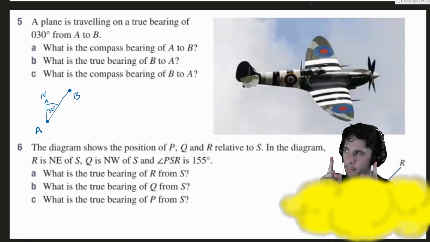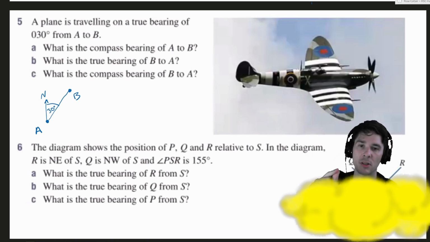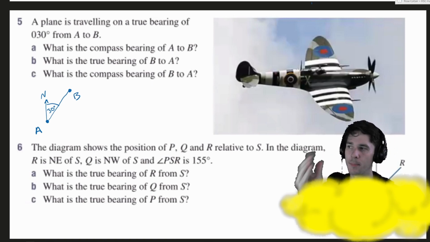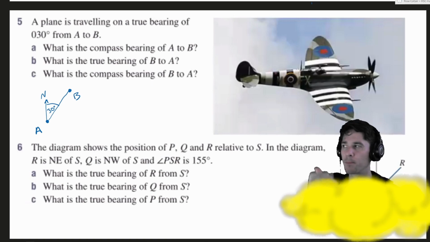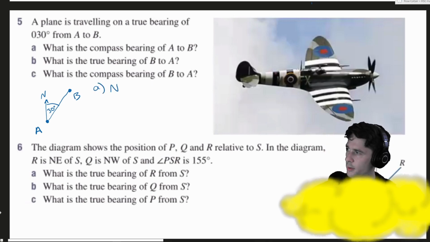Now, it's really important when we're answering these questions that we pay attention to where we're coming from and where we're going to, because they're about to flip it in part B. But for part A, it's pretty straightforward. What is the compass bearing on which the plane is flying from A to B? For A, we can say north, 30 degrees east.